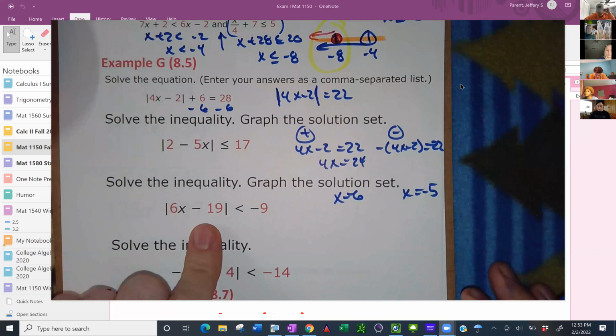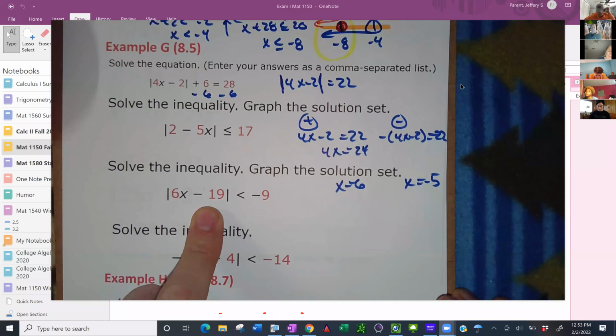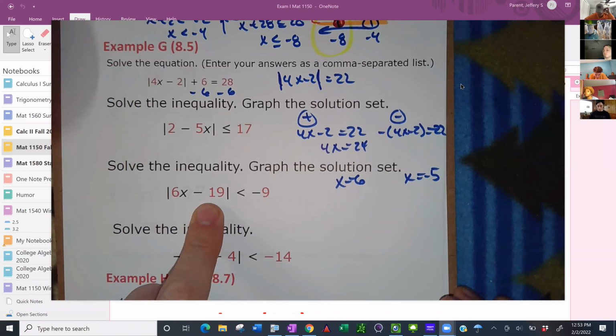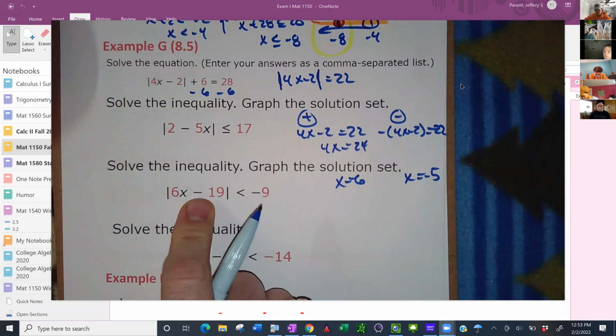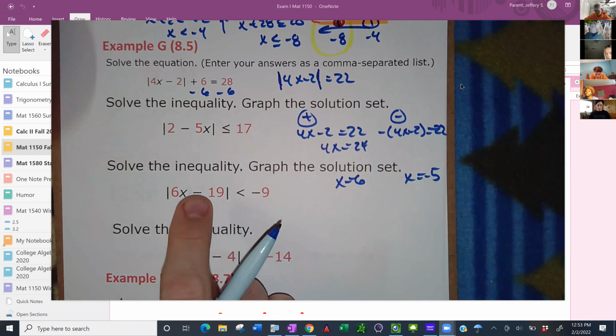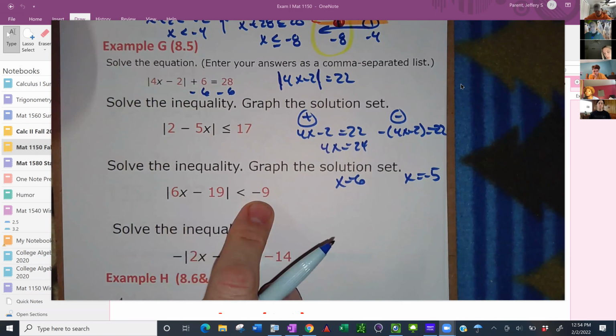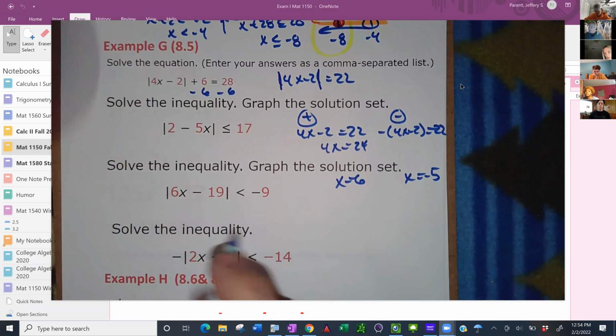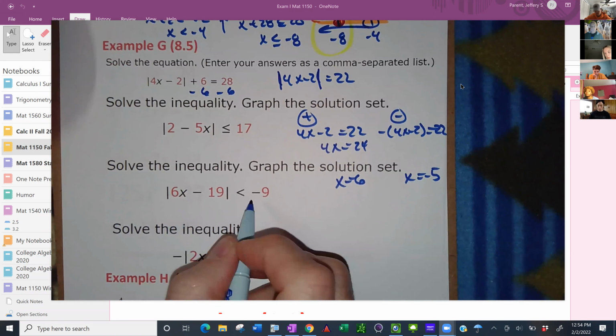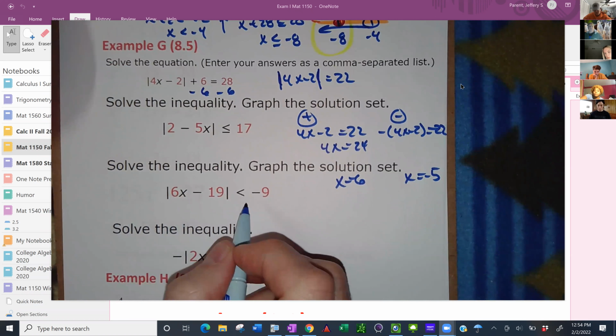This one I put there to see if you're thinking a little bit. The absolute value of something is always positive, or at the very least it's 0. Something which is positive, can that be less than a negative 9? Can something positive be less than negative 9? Pick your favorite number. No.